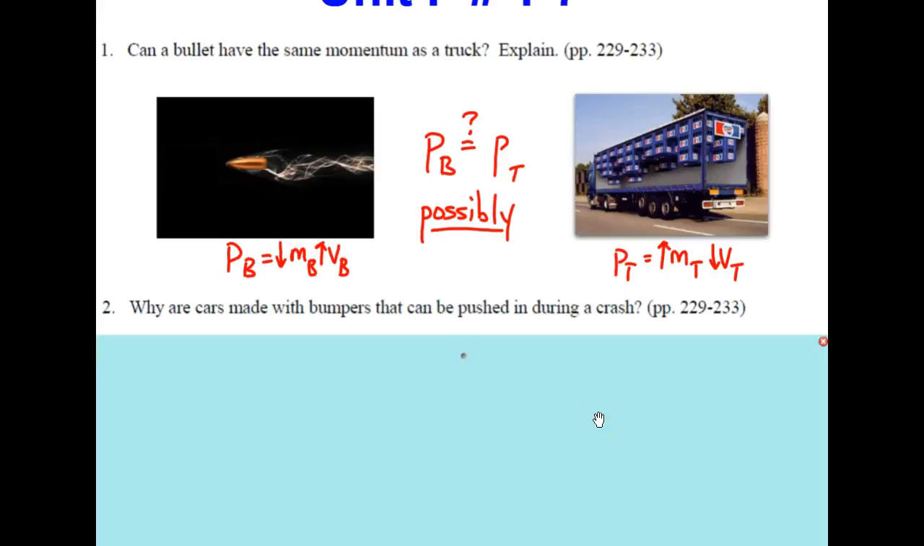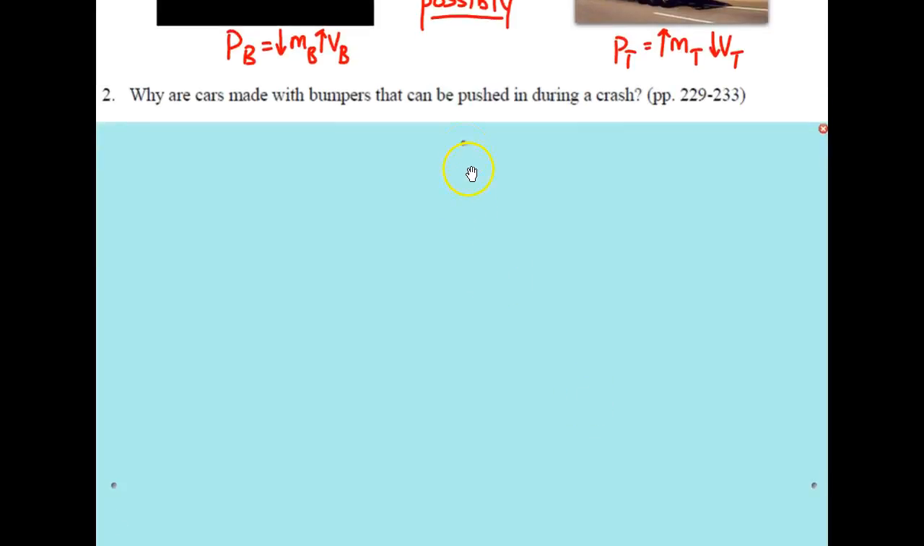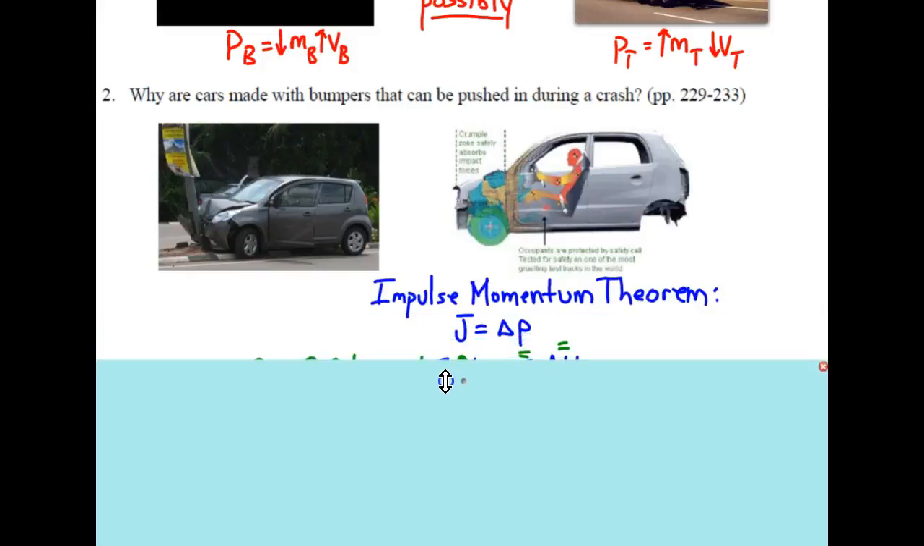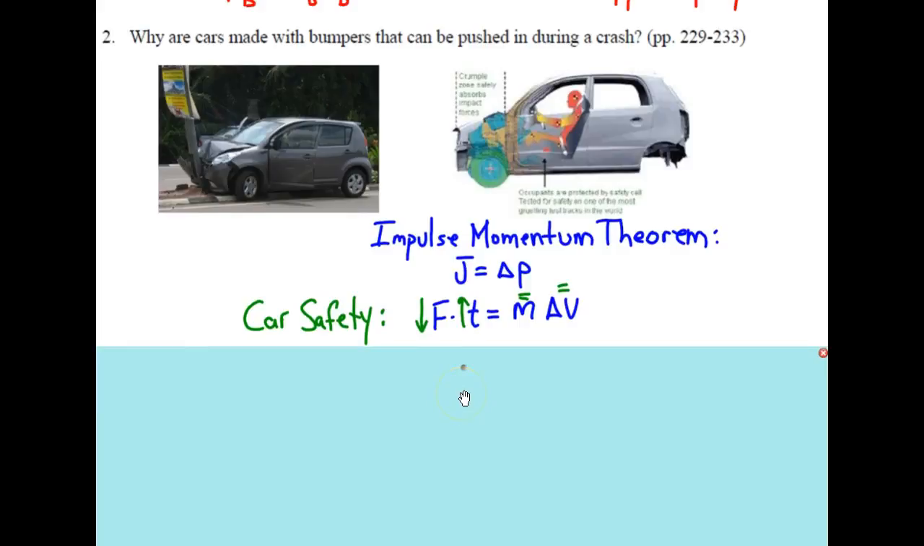Number 2, why are cars made with bumpers that can be pushed in during a crash? Well, this is the car safety application of your impulse momentum theorem that we just discussed in a previous lesson. And of course, the idea here is that the car has a crumple zone that absorbs the impact forces. And if we take a look at the impulse momentum theorem, here we have the impulse denoted by capital J equals the change in momentum.